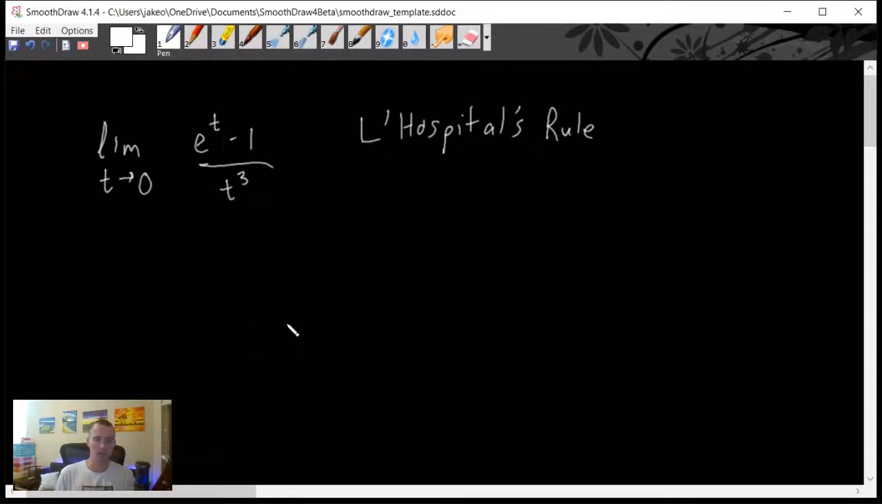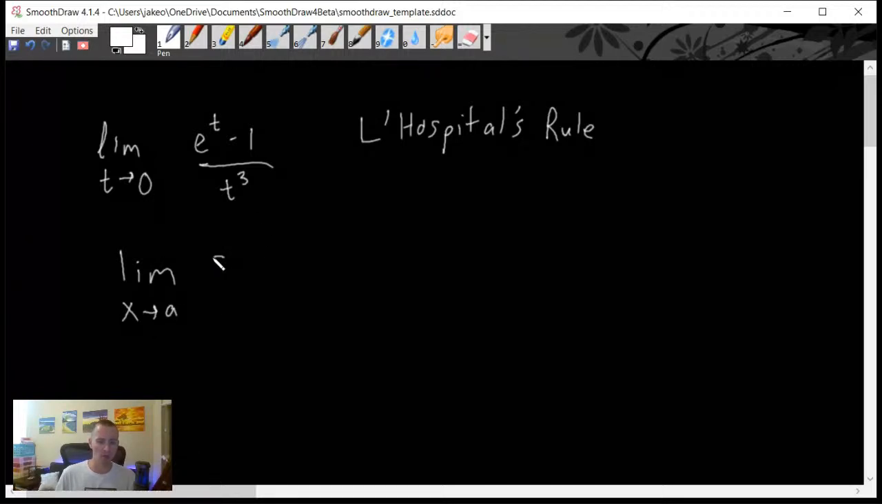And there are a couple conditions that we need to make sure our limit meets before we can apply L'Hôpital's Rule, which I'll get into in a second. But if we are able to use L'Hôpital's Rule, what it tells us is if we have a limit as x goes to some number, it doesn't really matter what it is. It could be as x goes to 0, as x goes to infinity, as x goes to whatever.